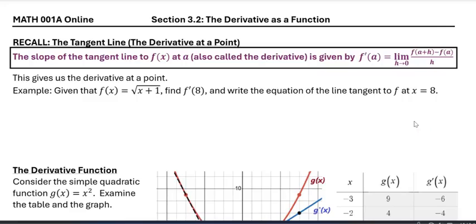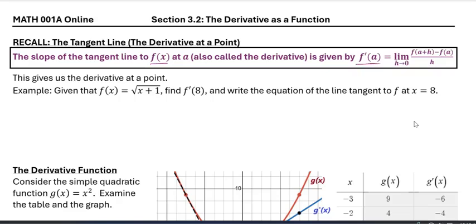Welcome to a video on section 3.2, the derivative as a function. Last section, 3.1, we focused on the derivative at a specific point. You may recall that the slope of the tangent line to a function at a particular point a, we also call the derivative, and our definition for it is on the right.